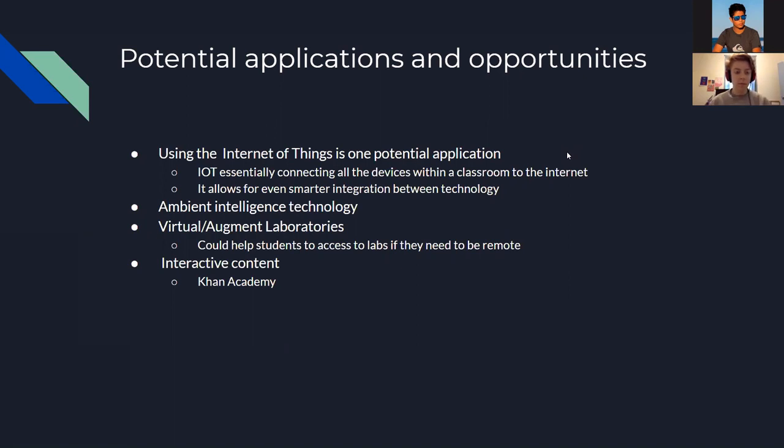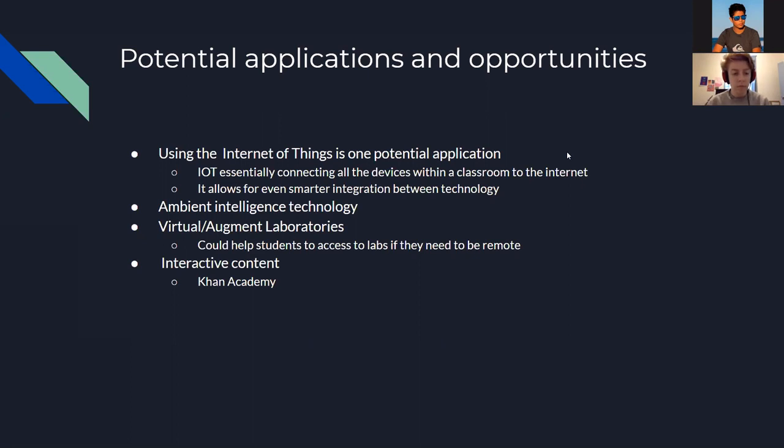Potential applications and opportunities. Using, as we mentioned before, the Internet of Things is one potential application. It allows all the devices to connect via internet. It allows for even smarter integration between technology. Ambient intelligence technology, like I said before, is used to keep track of the classroom, students, heads nodding, etc.